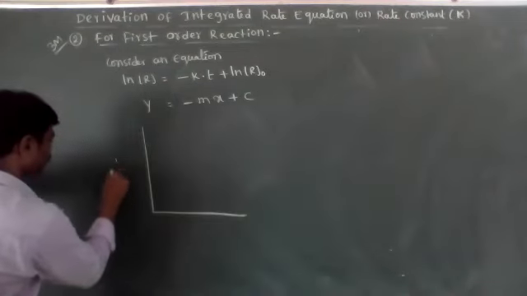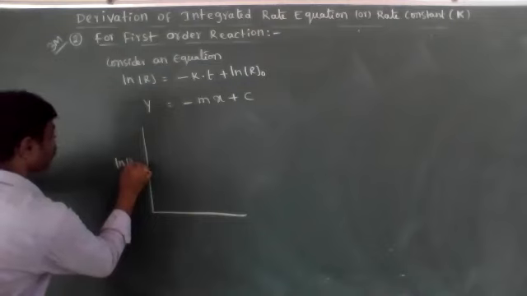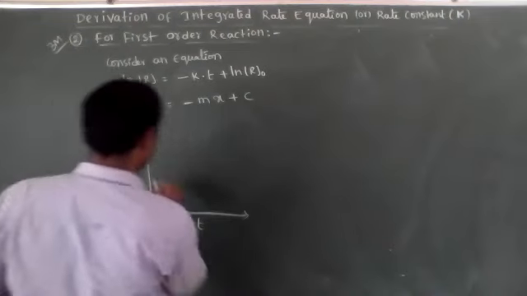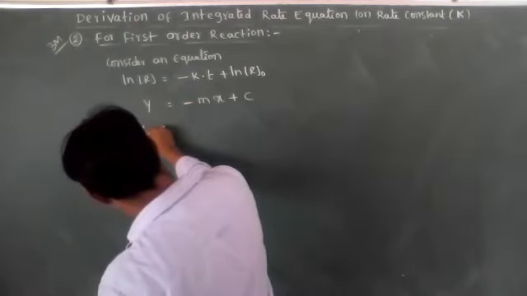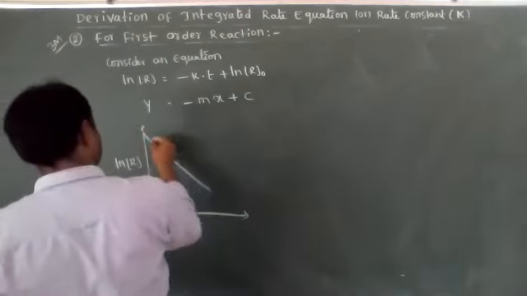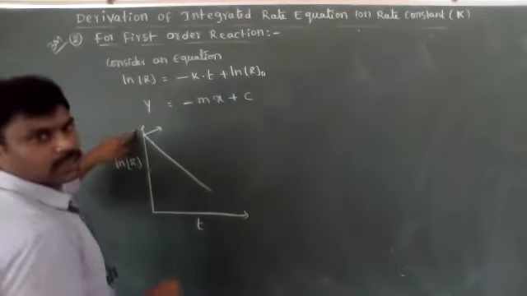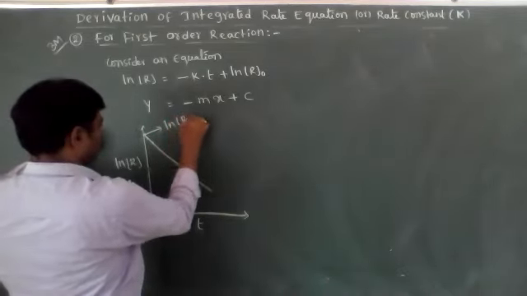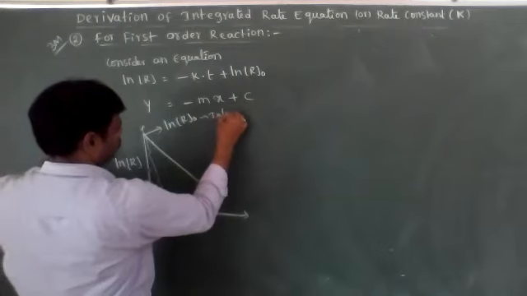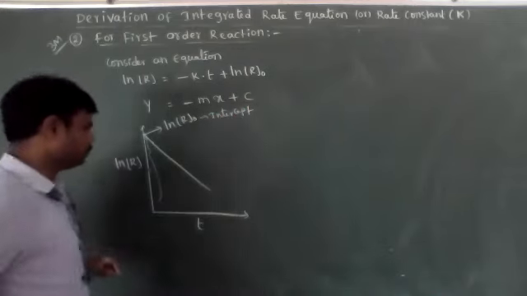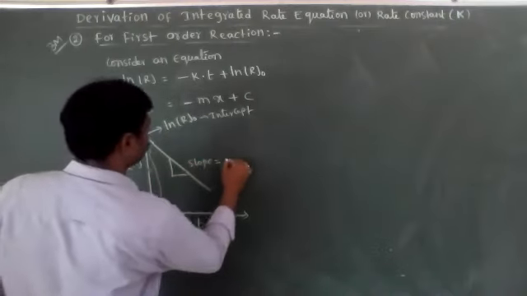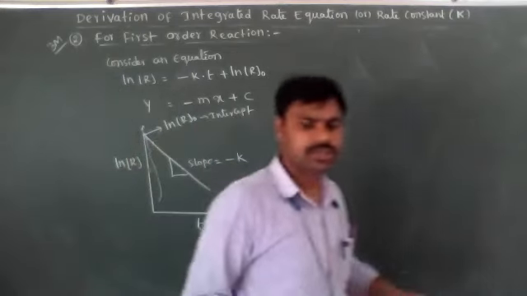So ln R against time t. Due to the negative slope, the graph becomes like this. The point where it touches the axis indicates ln R naught, and it is called the intercept. And the slope equals minus k.